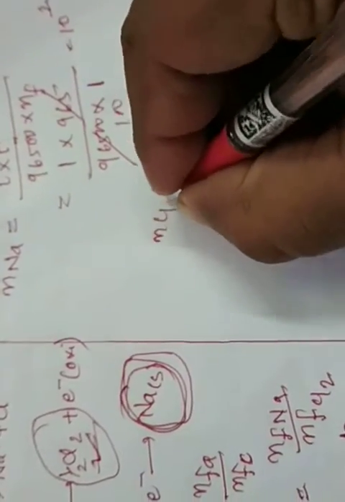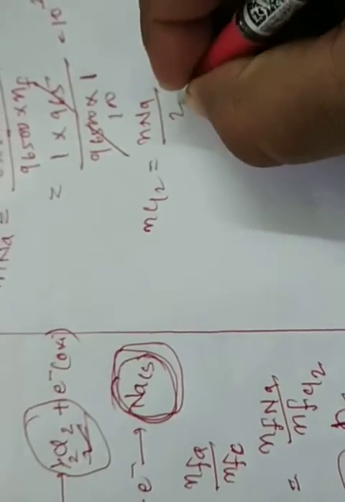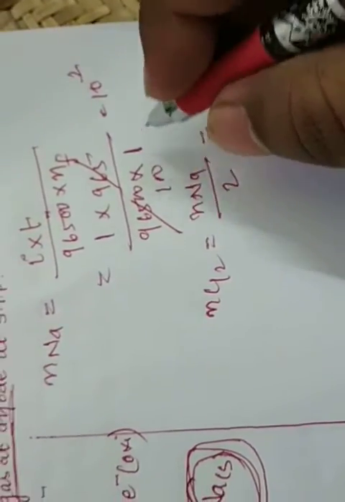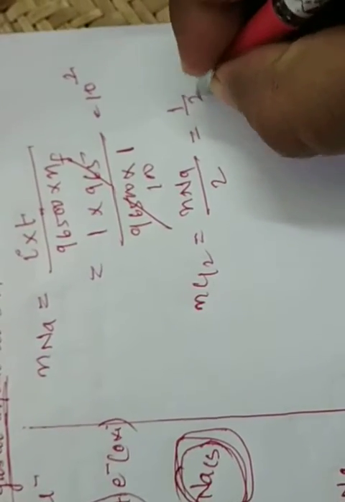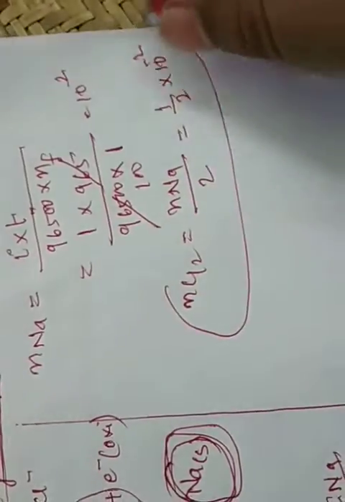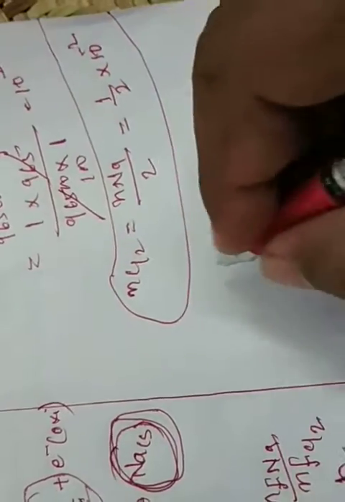So now again the formula n of Cl2 = n of Na divided by 2. n of Na is 10^-2. So this is 1/2 × 10^-2. This is the n of Cl2 value, the number of moles of chlorine gas. Okay, clear?